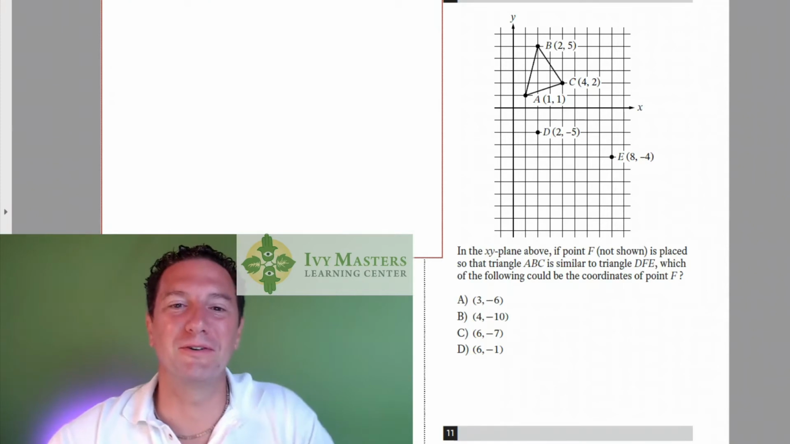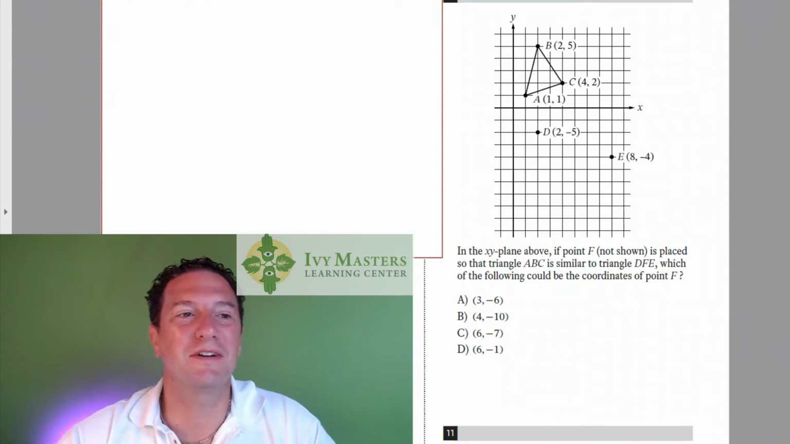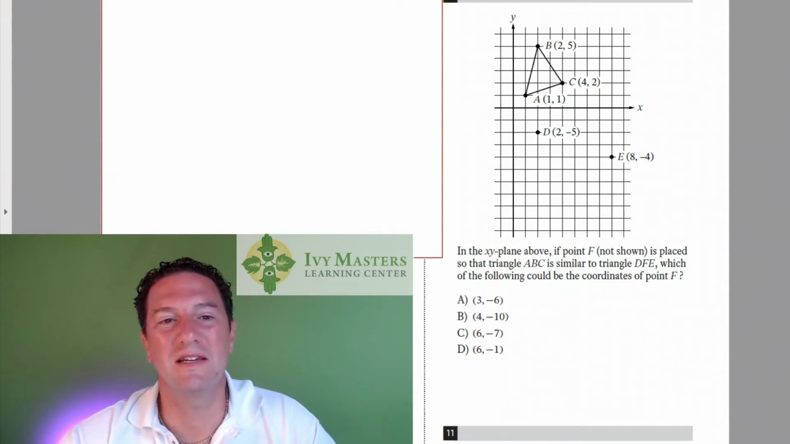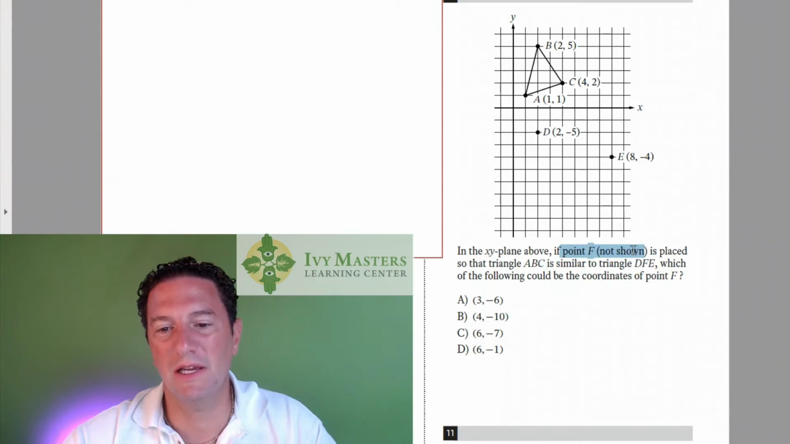My name is Paul Pazulka, Ivy Masters Learning Center at IvyMasters.com, and today we're going to look at the October 2020 SAT, Section 3, number 10. Number 10 reads, in the XY plane above, point F, not shown, is placed so that triangle ABC is similar to triangle DFE. Which of the following could be the coordinates of point F?